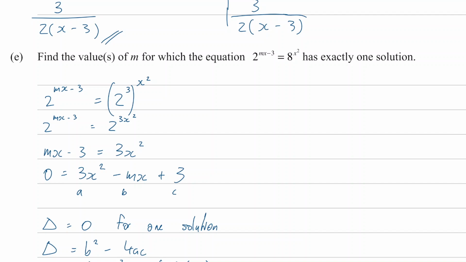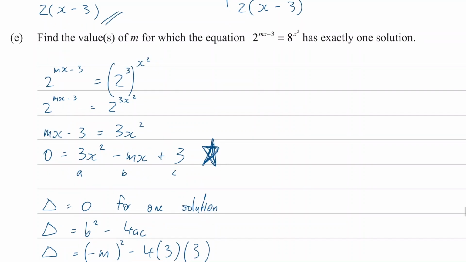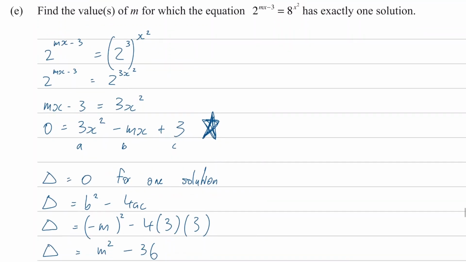Right, and we got there by first rewriting 8 in base 2 so that we could then bring the m and the x into the numerator, which gave us a quadratic equation. So that was the critical step, which we were able to then find the discriminant, set equal to 0, and solve for m.